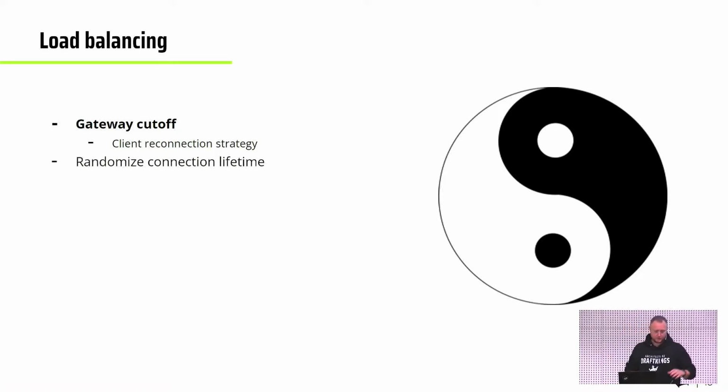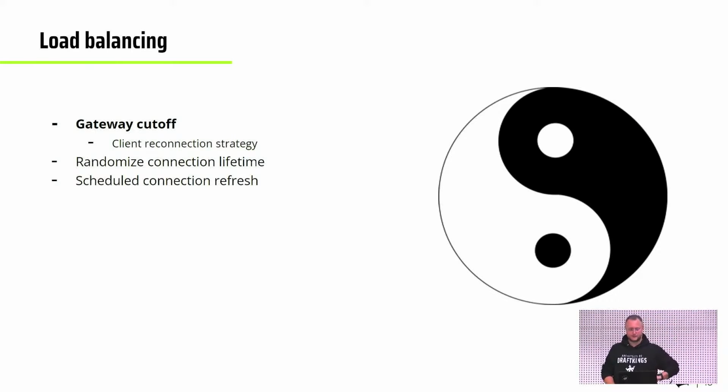So a couple of things that you could do on the client. If you need to manage WebSockets on the client, you can do a couple of things. You can randomize connection lifetime. So the client can say, okay, my connection for this session is going to be 7 minutes. The other client can say it's going to be 10, or it's going to be 5, and so on. Another thing that you can do is schedule connection refresh. It's kind of the same as randomized connection lifetime, but not exactly the same.